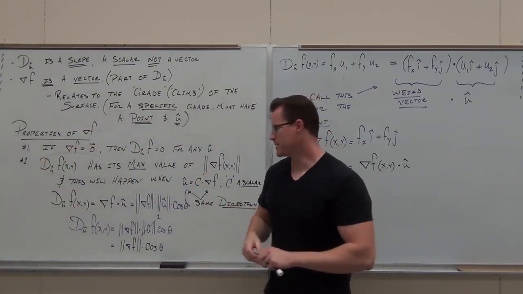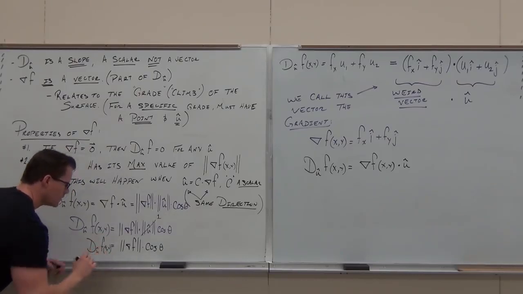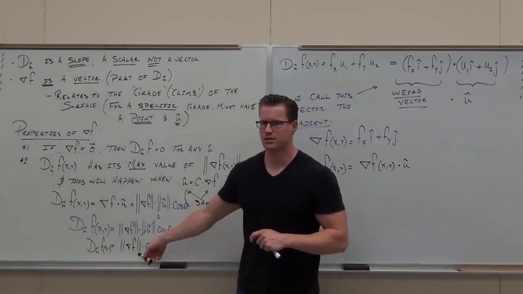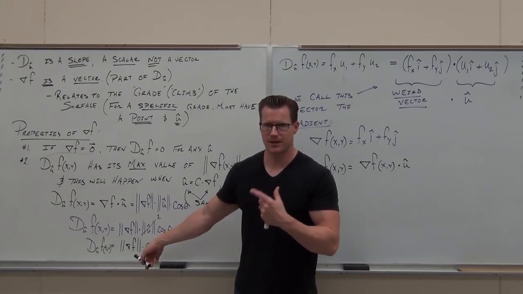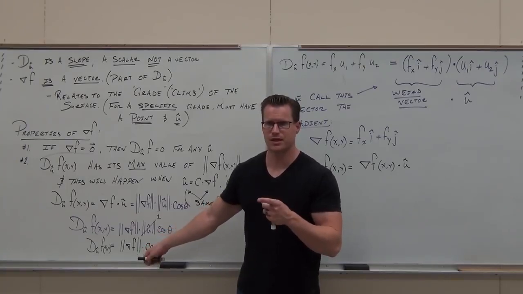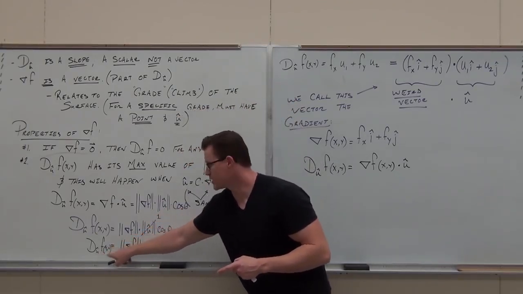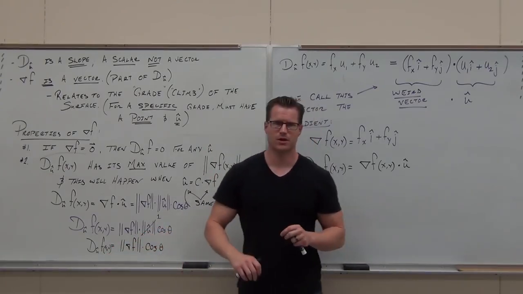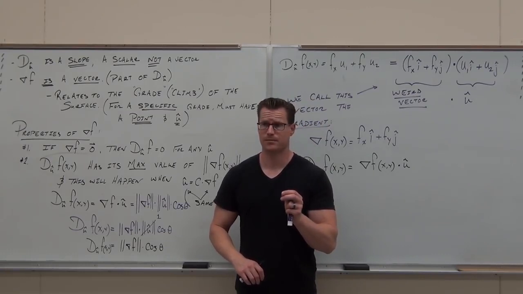Now, let's think about this. Since we've just proven that the value of our derivative is the magnitude of the gradient times the cosine of the angle between them, think about this for a second. This has its maximum value when this side has its maximum value, correct? What's the maximum value that cosine actually attains? 1. The maximum value of cosine is 1.